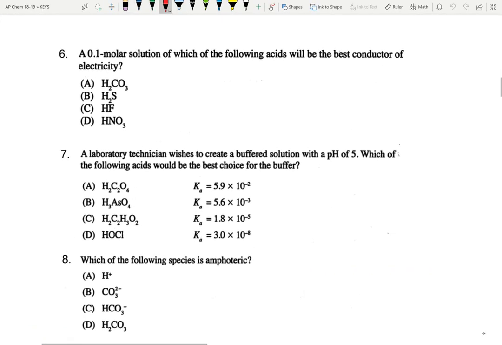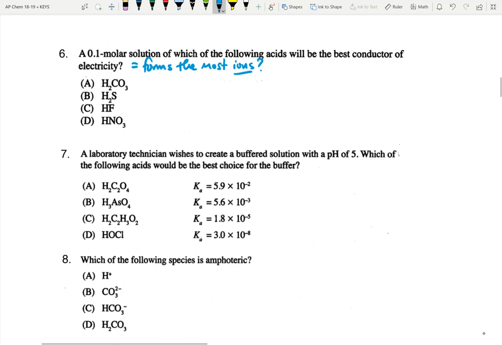Okay, number 6. A 0.1 molar solution of which of the following acids? Stop right there. They're all the same molarity. So the molarity, the concentration of the solution, isn't going to be the factor. So that number really means nothing to us here. Which of these is going to be the best conductor of electricity? That means which of these is going to best form ions? Form the most dissolved ions. That's what that means. So which of these is going to ionize the best? Which forms the most ions?